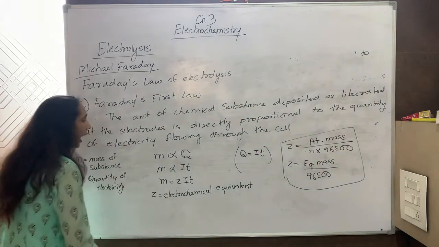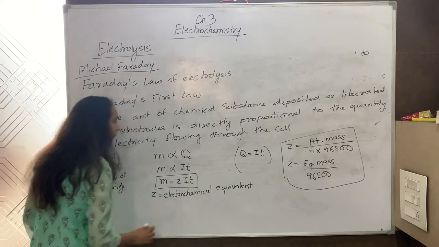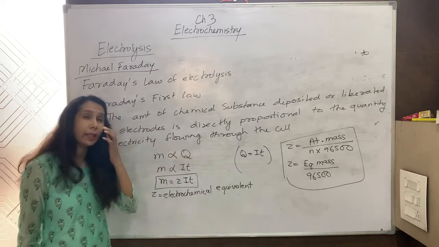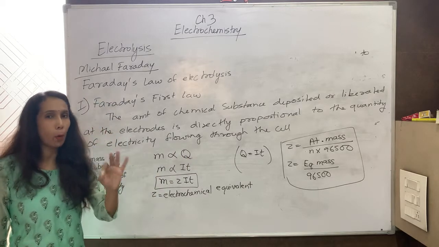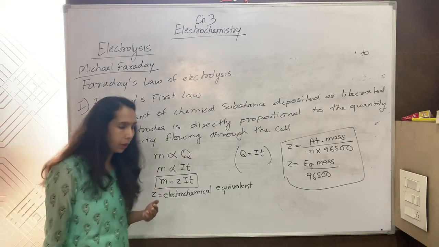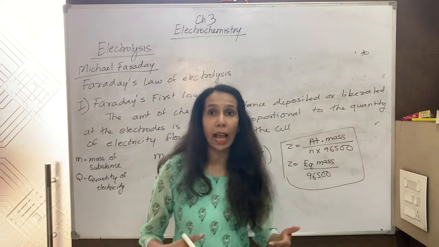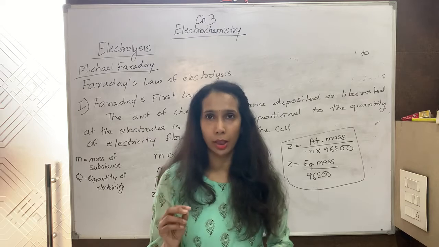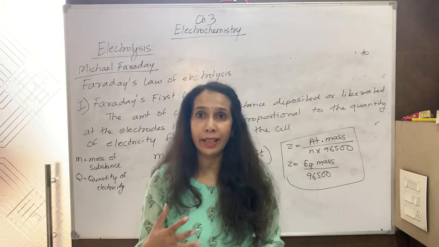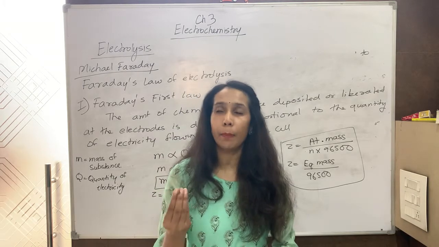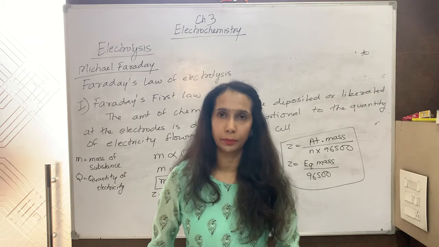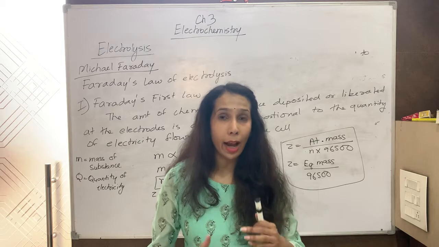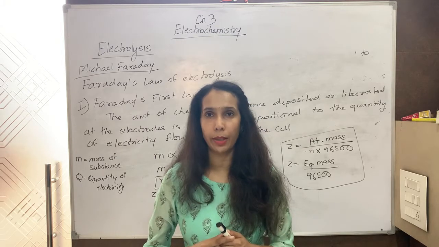So this is your Faraday's first law. Now one thing, the quantity of electricity which is required to deposit a particular amount. If I want certain reactions taking place, as we have done in the example of copper, suppose I pre-decide I have to deposit 80 grams of copper at the electrode. Now I have to calculate the quantity of electricity.